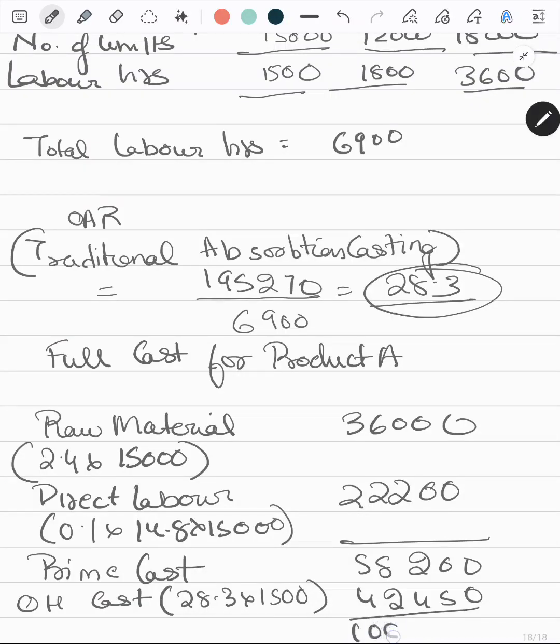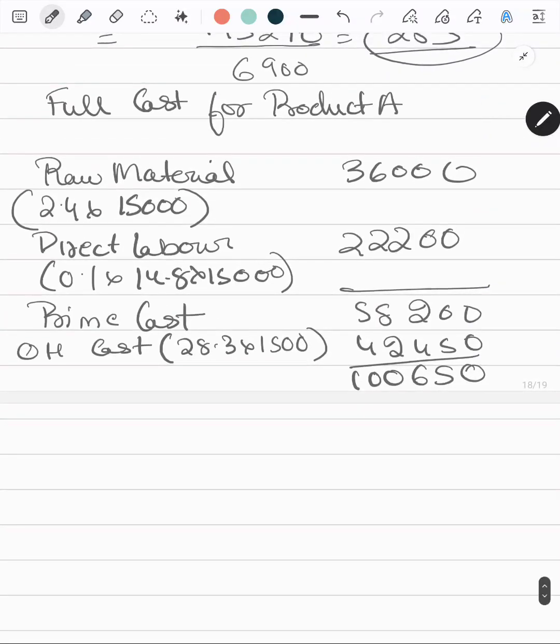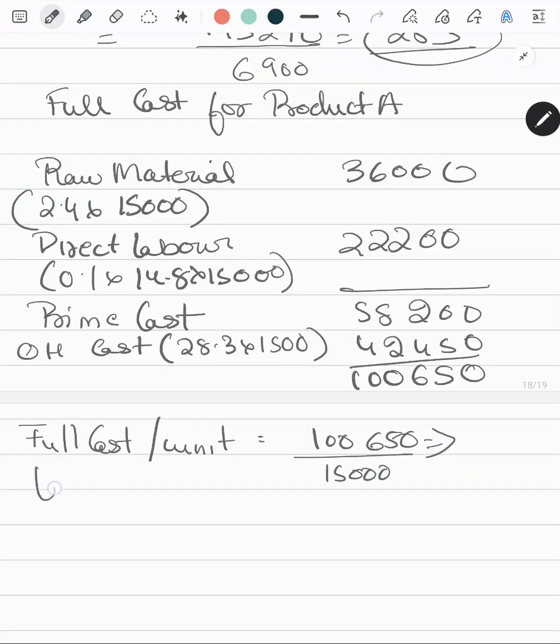That is 10650. Now this is the entire cost, but if I have to calculate the per unit cost, full cost per unit will be 10650 divided by 15,000, because we are calculating for product A. So it will be 6.71. All right.